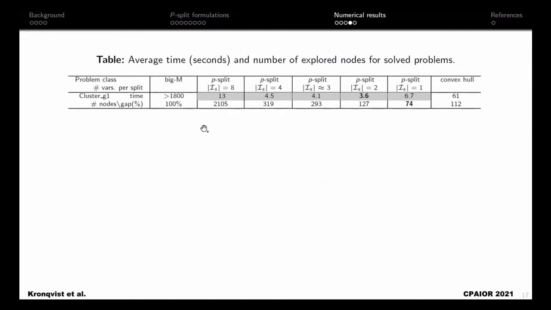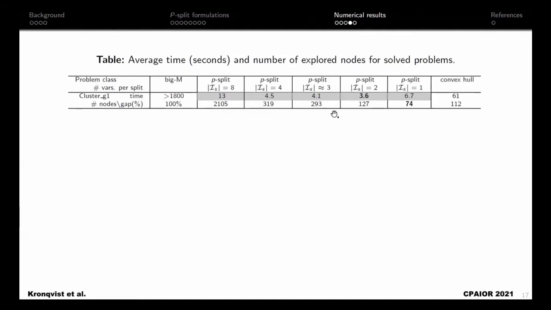So here in the middle, we have different Psplit formulations, which solve the problems significantly faster than both big M and the convex hull. The gray cells here indicate cases where the Psplit formulation solved faster than both big M and convex hull. In the first column, we have 8 variables in each split term, which is here a 4-split formulation. And in the second column, we have 4 variables in each split term, which is an 8-split formulation.